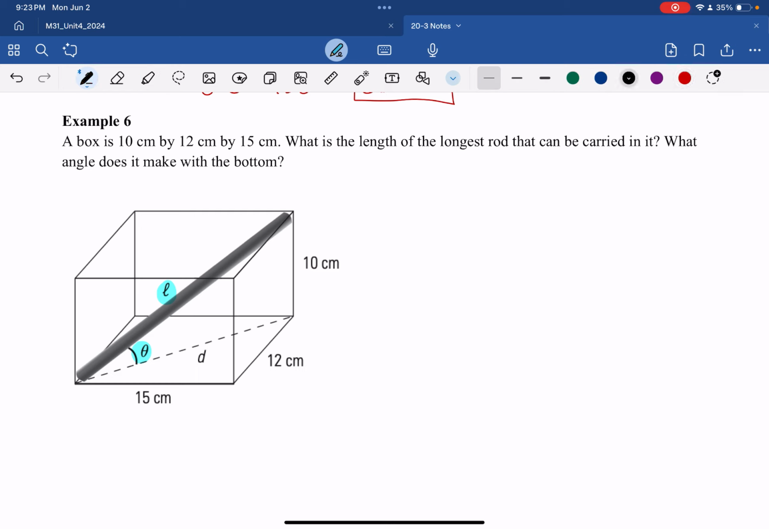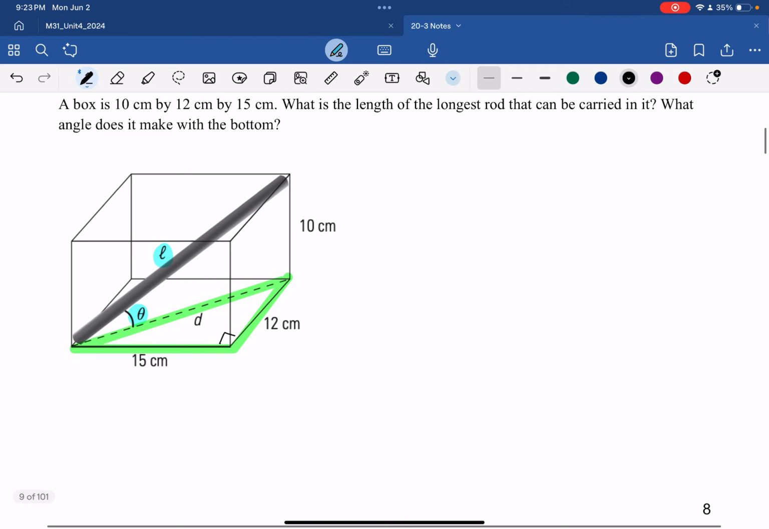When I first start looking at this, I'm not given any angles, so it can be a little bit tricky to figure out where to get started. But if I start to look here, I have 15 and I have 12, and I'm just going to highlight here the triangle that we're going to start with on the bottom. This does make a 90-degree angle, right? It's in the corner of a box. So I have two side lengths, and I'm looking for the hypotenuse.